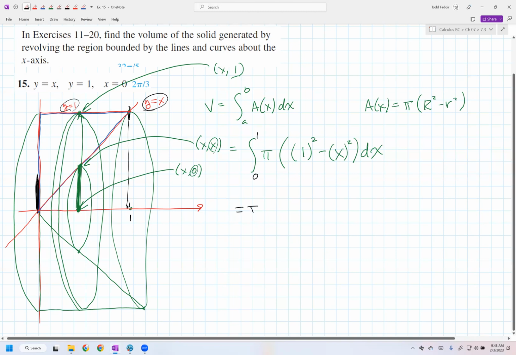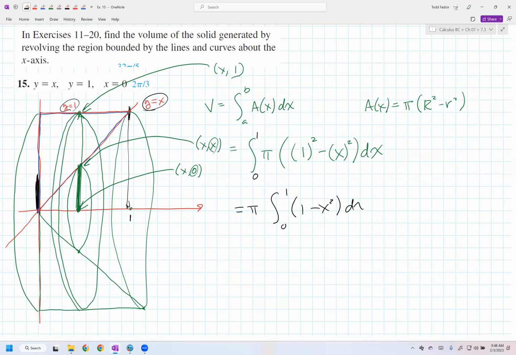My habit is to pull the constant pi out. Let's clean this up as 1 minus x squared. Pi times x minus 1/3 x cubed. Double check me, please. And we're going to evaluate that from 0 to 1.